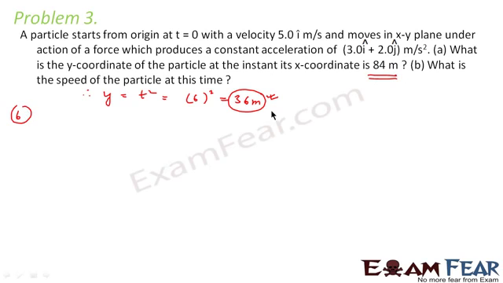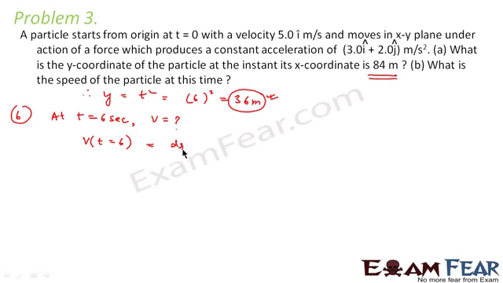Now let us look at the second part. It asks, what is the speed of the particle at this time? That means at this time when time is equal to 6 seconds. When time is equal to 6 seconds, what will be the velocity of the particle? Now, velocity of the particle at t is equal to 6.